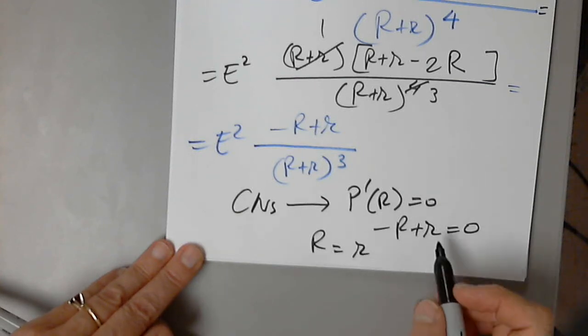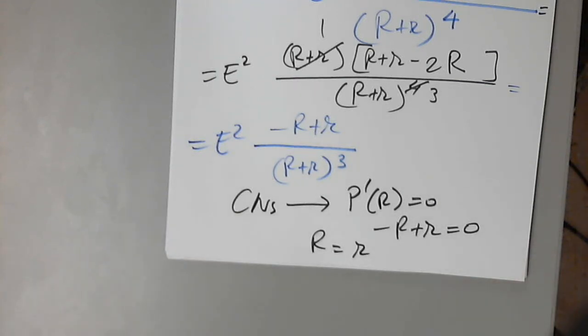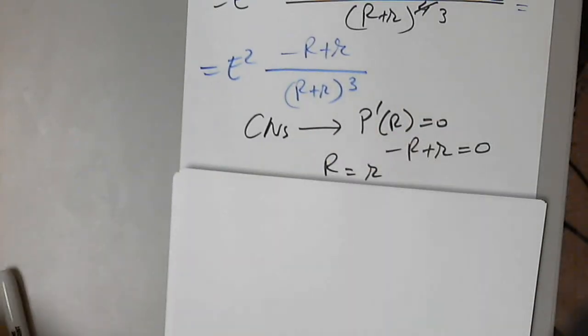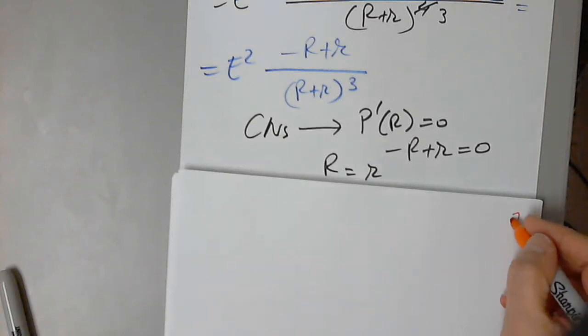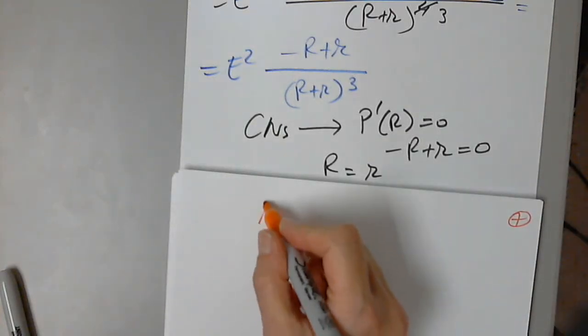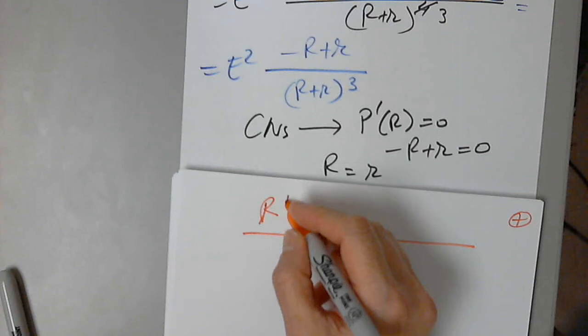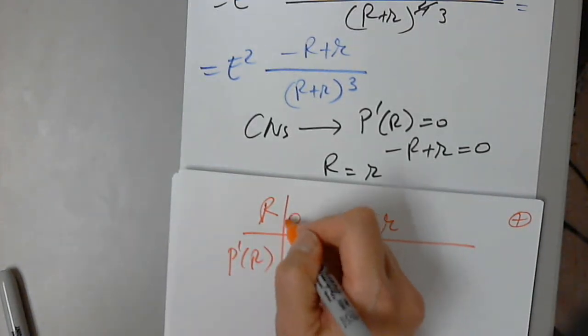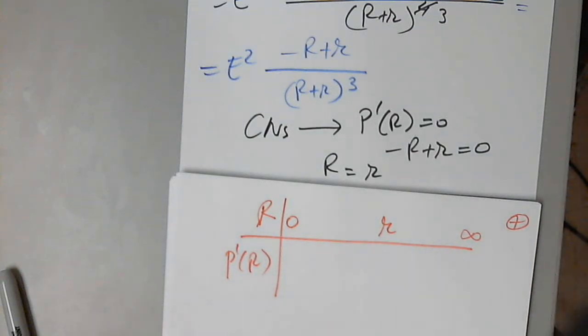Good. But I have not convinced you yet that this gives a maximum. I have not. So I have to create a table. What if it gives a minimum instead of a maximum? I don't know. That's how I catch my mistakes, right? So we have uppercase R, we have P prime of R, we have lowercase r, 0, and infinity, not really.